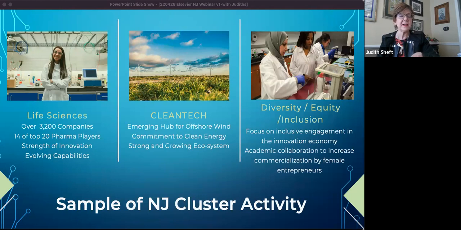This particular project is technology inclusive. So we've got faculty from life sciences and chemistry and advanced manufacturing and IT and cybersecurity. So a whole range of things that are being worked on at our universities are part of the clustering activity. And we want to ensure that we've got an inclusive and open opportunity for them.